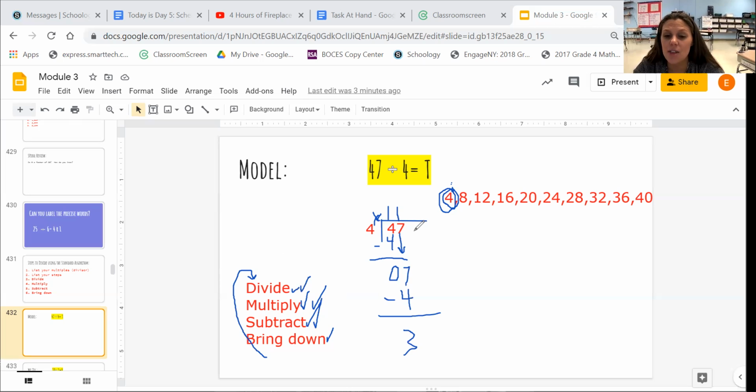So I'm going to see if I have anything left to bring down. I don't have anything left to bring down. So that means that this is my remainder of 3, giving me a quotient of 11 with a remainder of 3. Okay, this was me following the standard algorithm. You may like to take a screenshot so you have an example on your iPad for later.